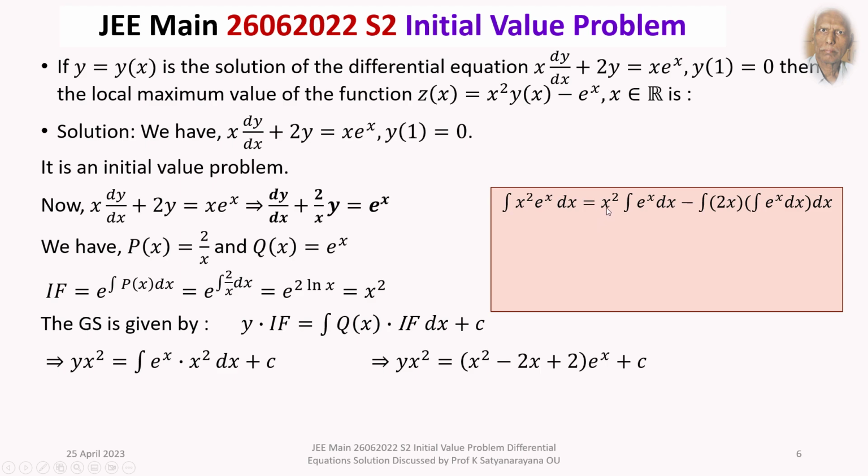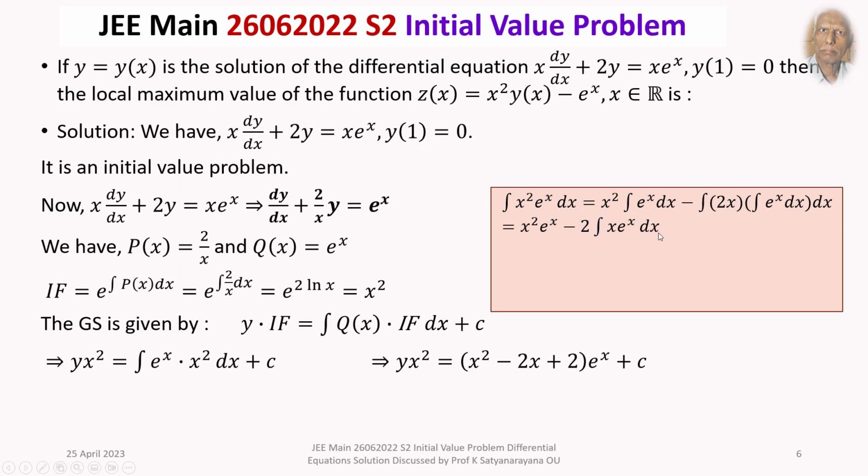The first function x square into the integral of the second, the integral of e power x with respect to x, minus the integral of the derivative of the first, that is the derivative of x square, which is 2x, into the integral of the second, the integral of e power x with respect to x. Now the integral of e power x is e power x only. Here also it is e power x. That is equal to x square into e power x minus 2 into the integral of x e power x dx.